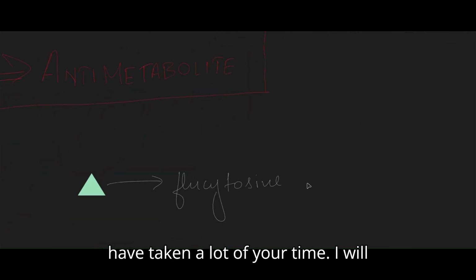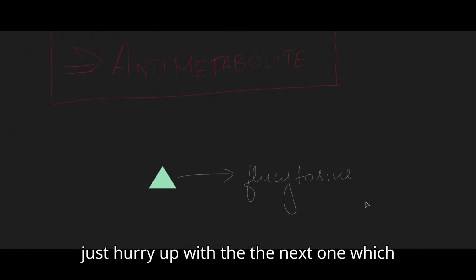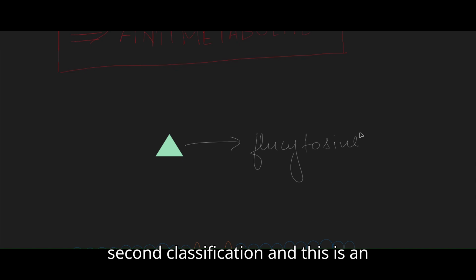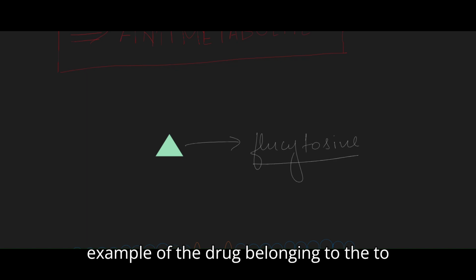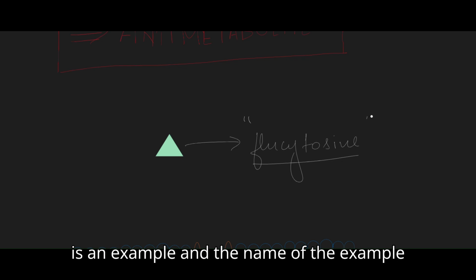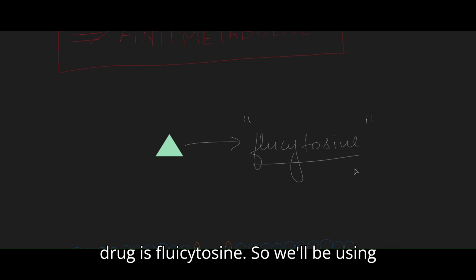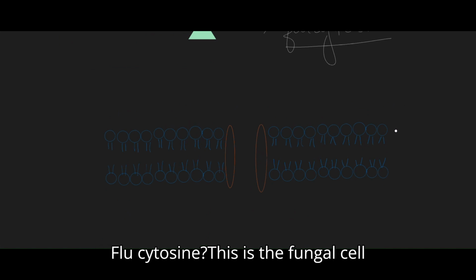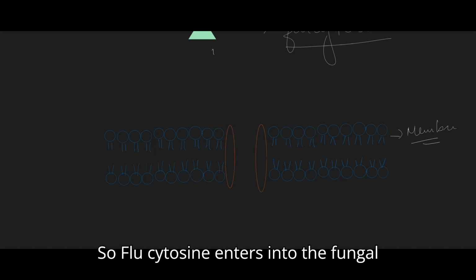Now, I know I've taken a lot of your time. Now I'll just hurry up with the next one, which is antimetabolite. We have come to the second classification, and this is an example of a drug belonging to the antimetabolite classification. The name of the example drug is Flucytosine. So we'll be using this as an example. So what happens in Flucytosine? This is the fungal cell membrane. So Flucytosine enters into the fungal cell.